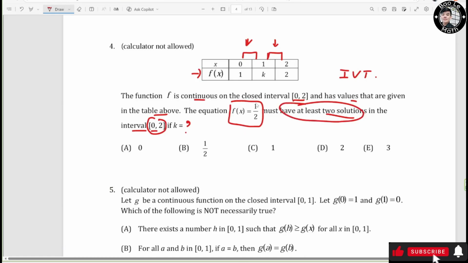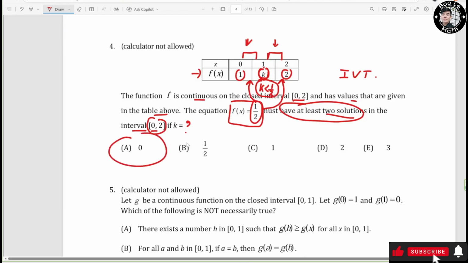So look at the value of 1/2 right here. By the IVT, 1/2 must be between 1 and k right here. So then k in this situation must be less than 1/2 for the first one. Now the second one, 1/2 right here must be between k and 2 right here. So again, k must be less than 1/2 for the second one. So both times k must be less than 1/2. We look at the answer choices right here. A must be the correct answer.